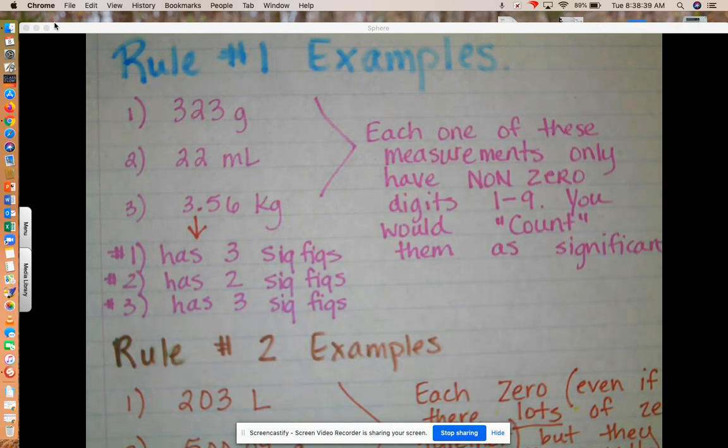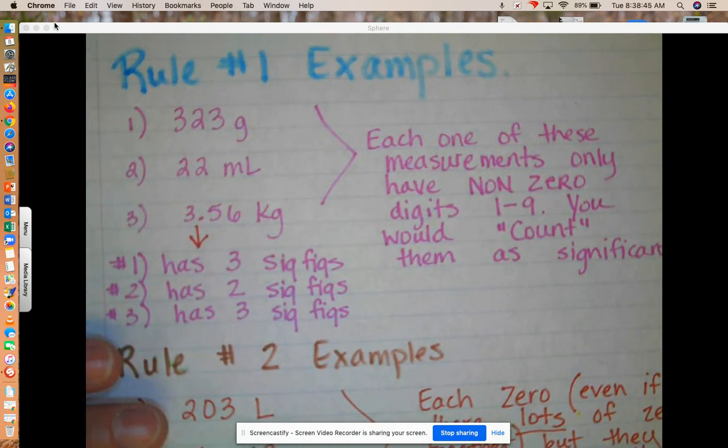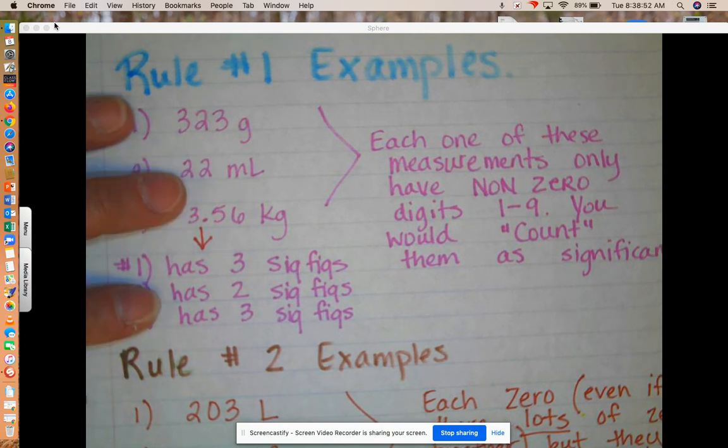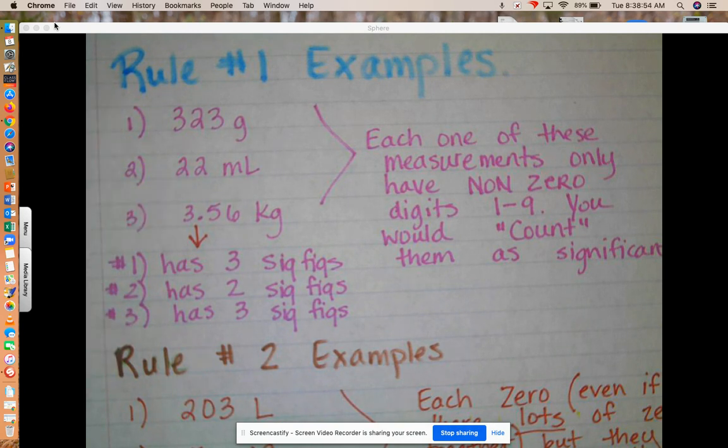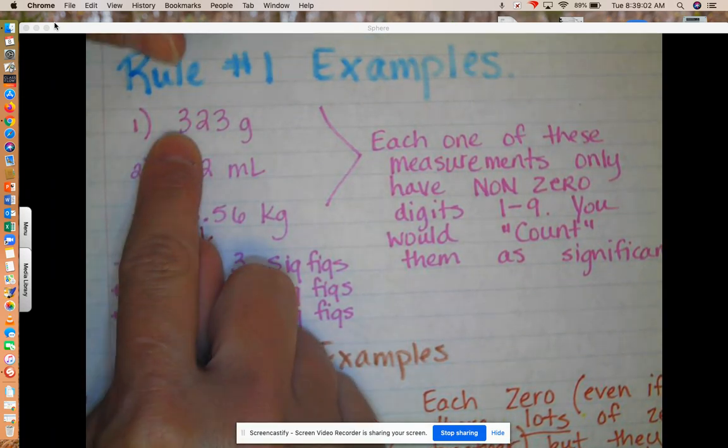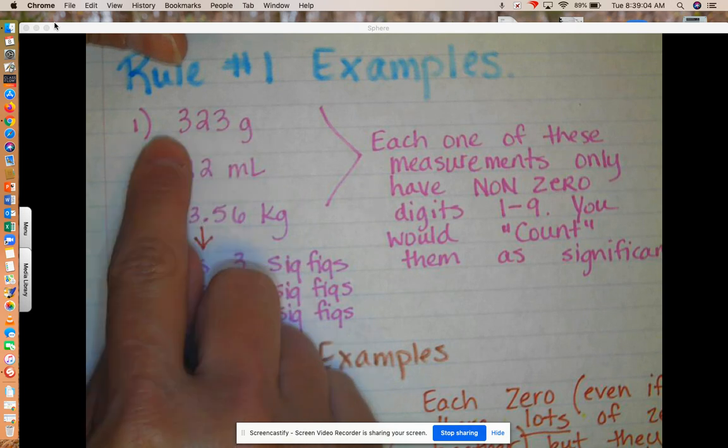Okay. Rule number 1. We should not have any problems with rule number 1 because rule number 1 just says anything that's a number counts. Is everybody okay with that rule? So I gave you 3 different examples. Anytime you have a number 1 through 9 in your measurement, when you get ready to round, you're going to look back at all your numbers and say, oh, okay, that's a number, that's a number, that's a number. So all 3 of those count.